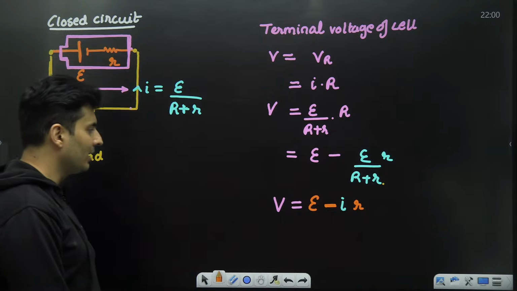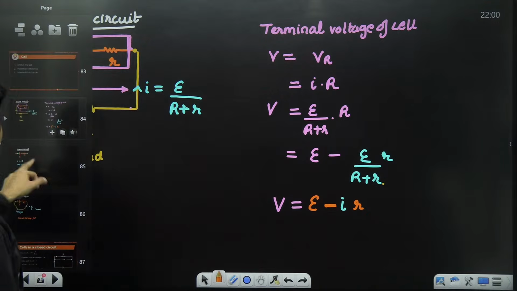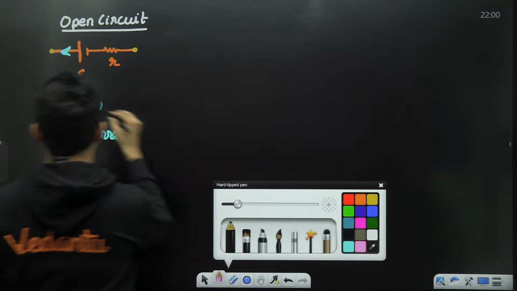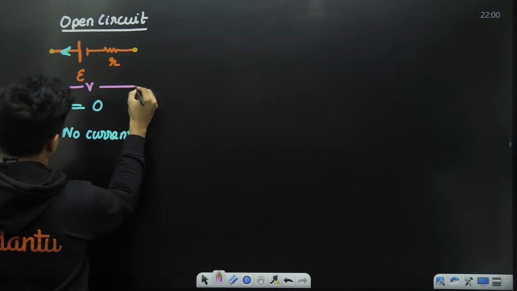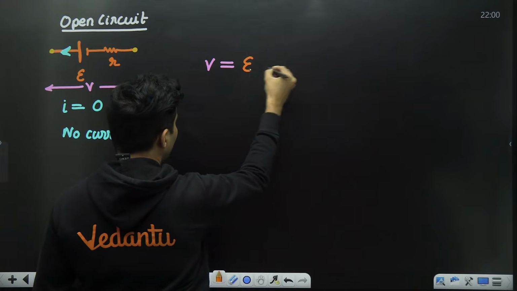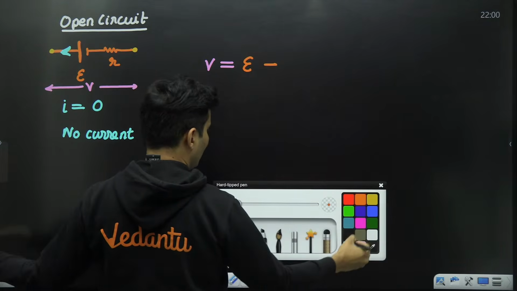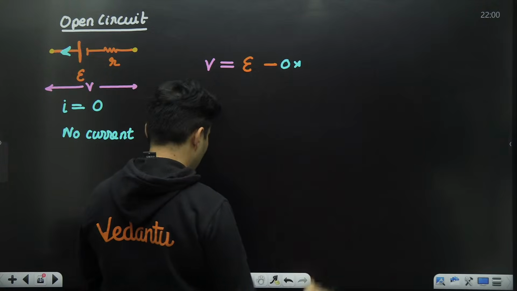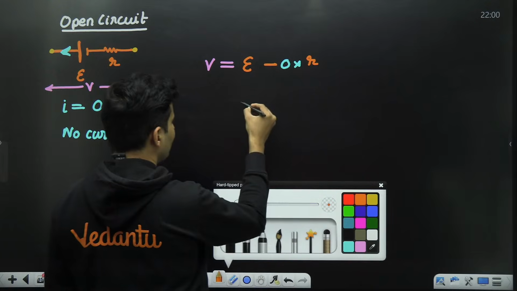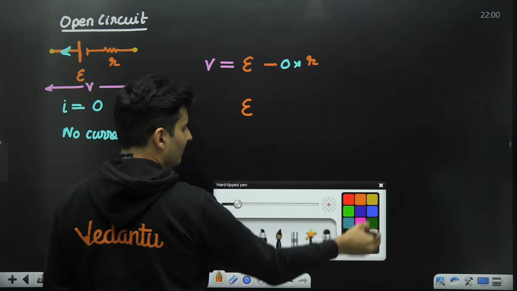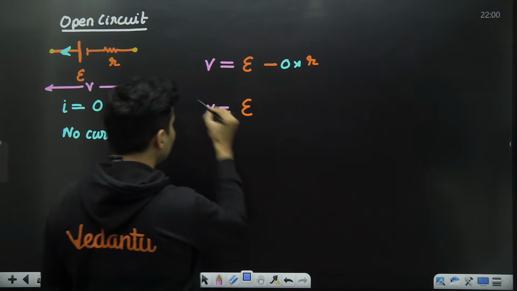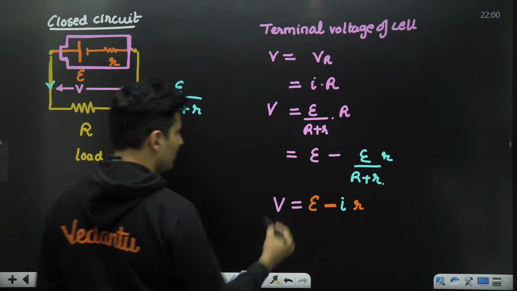Very, very important. If you use that same equation over here, then there is no current. So if somebody happens to measure that same terminal voltage, that V will be equal to E minus current, of course 0, multiplied by the resistance. So 0 into anything is 0 only. So V will be equal to E. This is very, very important, guys. Very, very important equation.